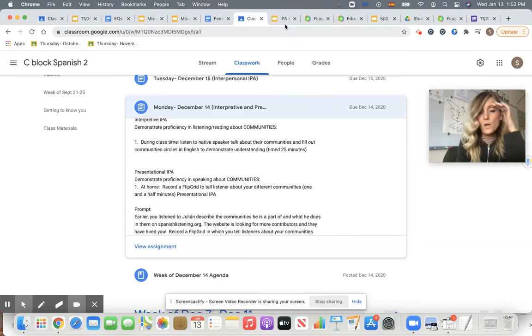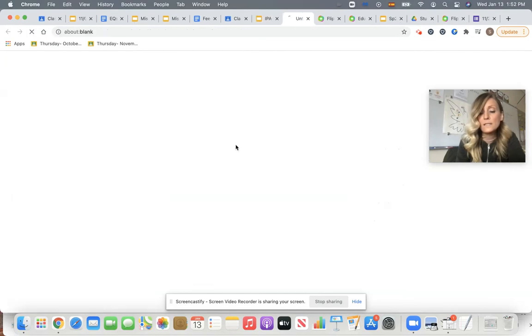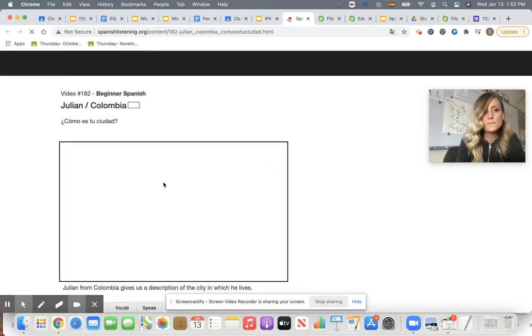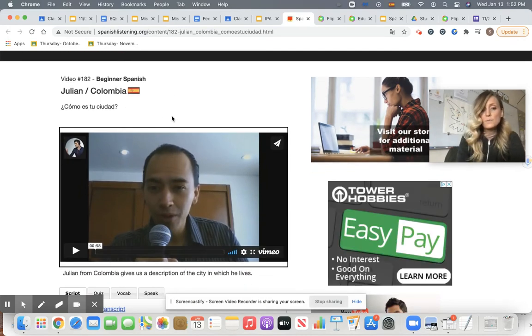So our IPA for this one was, depending on the level, Spanish 1 and 2 watched one person, Spanish 3 and 4 another person, but they went to a link, and this is a website, SpanishListening.org, and there's a bunch of native speakers on here talking about different topics. Now, our topic again was communities, and thinking back to our circles, one of the things we talked about was town. So town, city, same idea. This is Julian talking about his city. So if I go in and hit play.